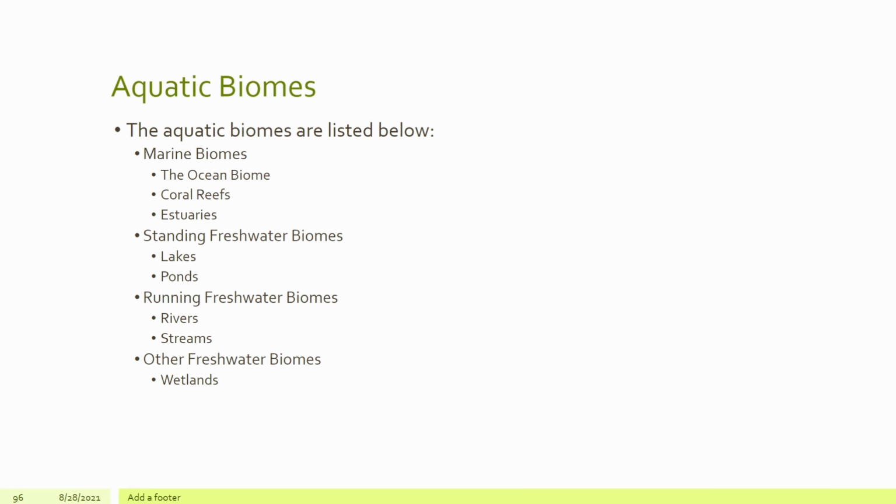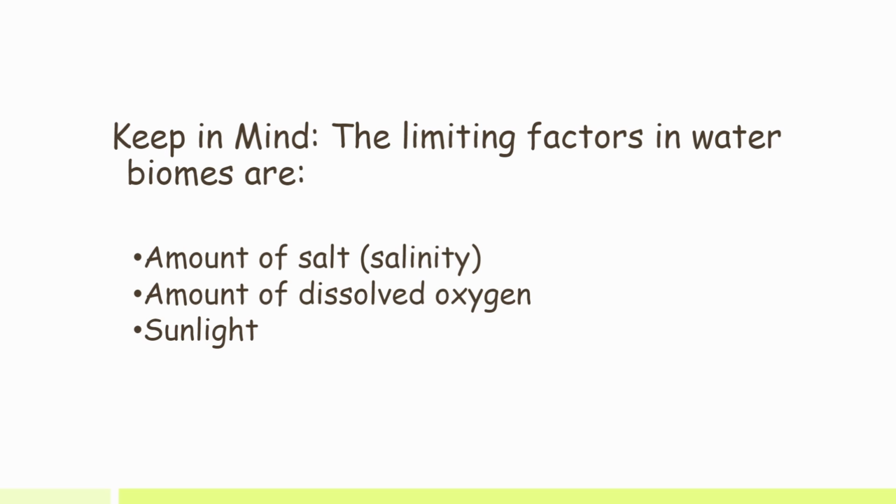Next, we're going to look at the aquatic biomes. And the aquatic biomes are listed below. We got the marine biomes, which have salty water, like coral reefs, estuaries, and the ocean biomes. There's also standing freshwater biomes, like lakes and ponds, running freshwater biomes, like rivers and streams, and other freshwater biomes, like a wetland. So keep in mind that there are some limiting factors in water biomes. We're going to be looking at the amount of salt or salinity in the water, also the amount of dissolved oxygen, and how much sunlight.